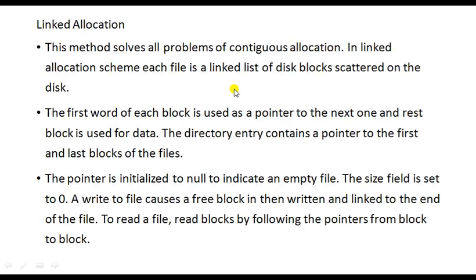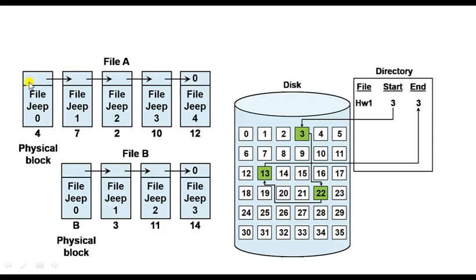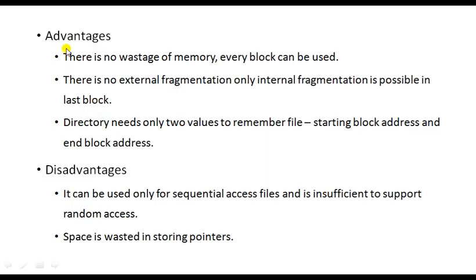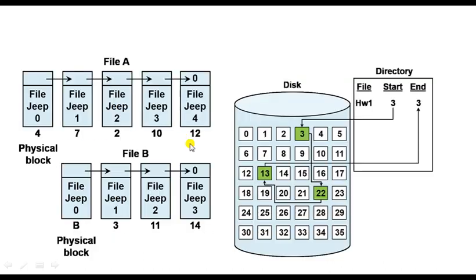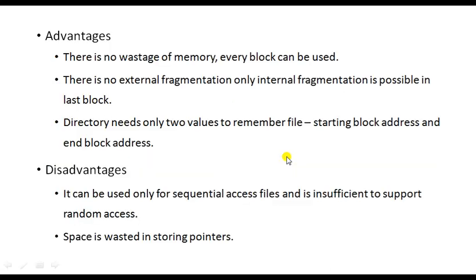Okay. So for the read operation, read blocks by following the pointer from block to block. It is easy. If you know the starting pointer, you can go through to the last. This is traversing, you can read. Okay. And the advantages. So there is no wastage of memory. Every block can be used. So here there are no contiguous blocks allocated. Blocks are different blocks, but every block has a pointer to the next block. So memory is not wasted.